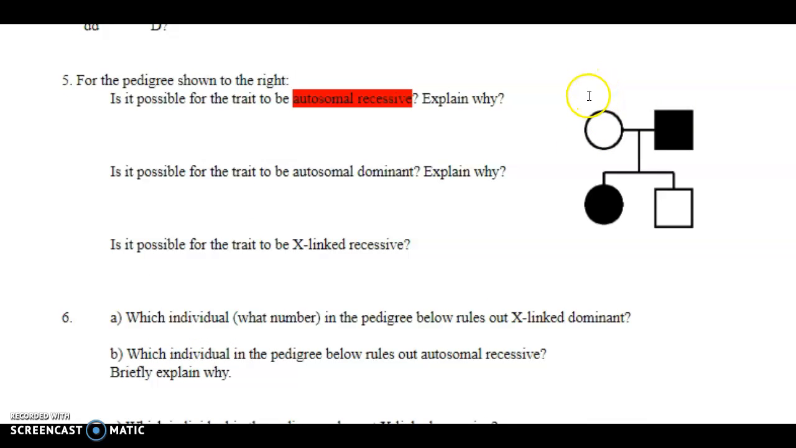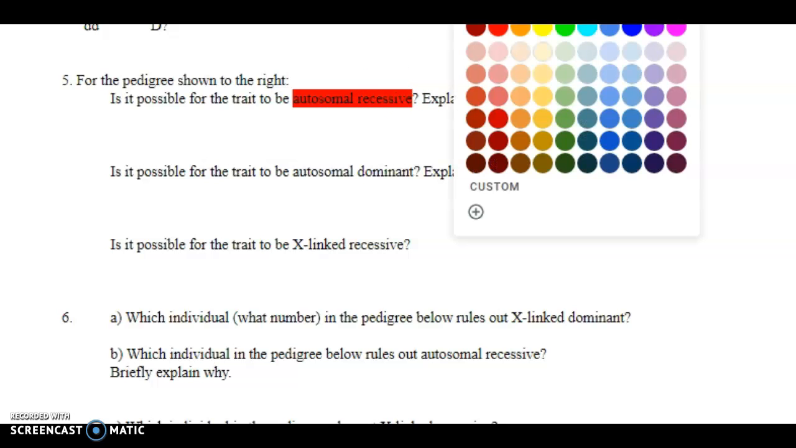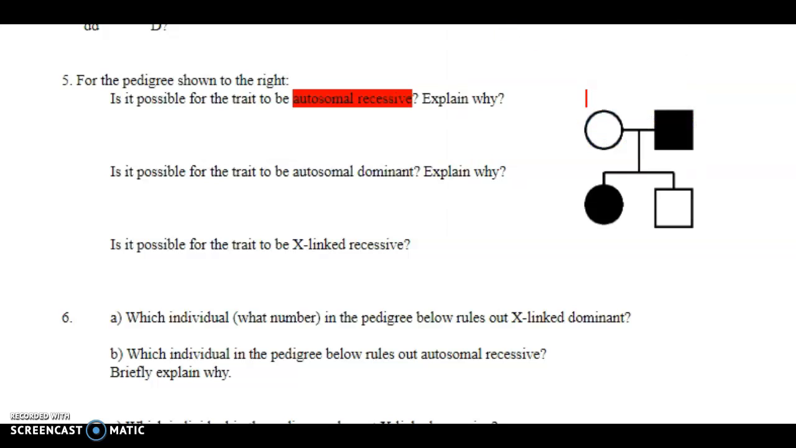Okay, number 5 says, for the pedigree shown to the right, is it possible for the trait to be autosomal recessive, and explain why? So I went ahead and highlighted that in red so I can use red to show this one. In the case of autosomal recessive, this mom was not showing the trait, so she could be big D, little d, using D's again for disease. And then dad, who has the trait, could be little d, little d.